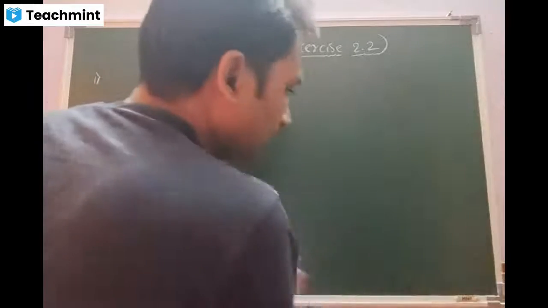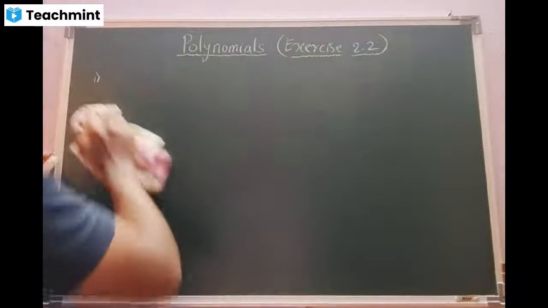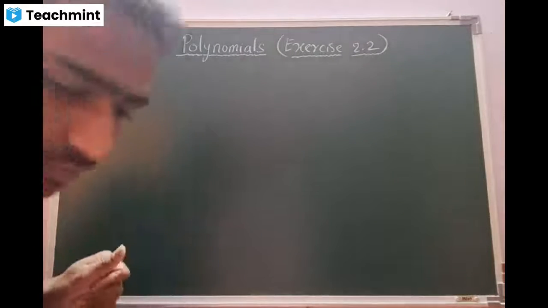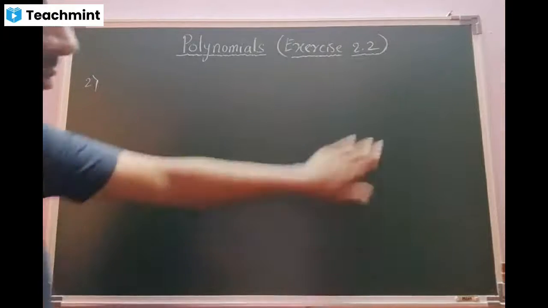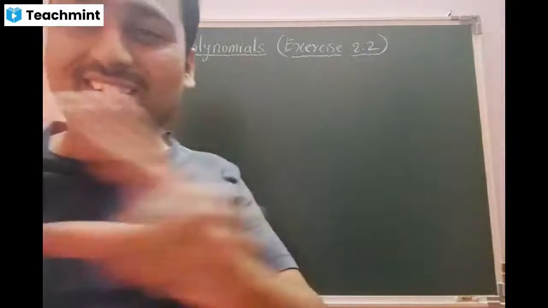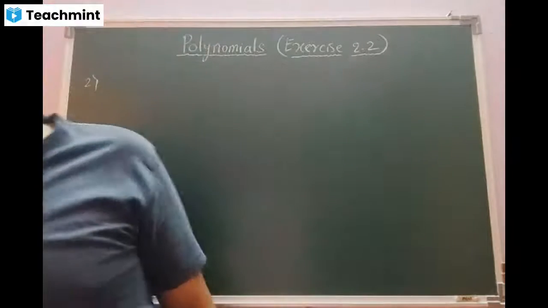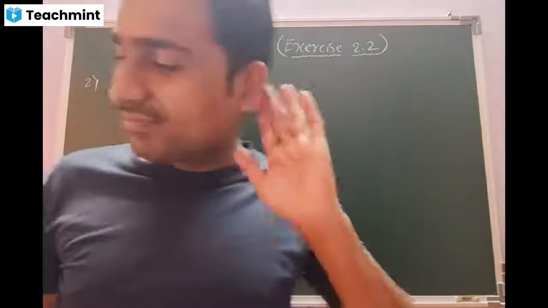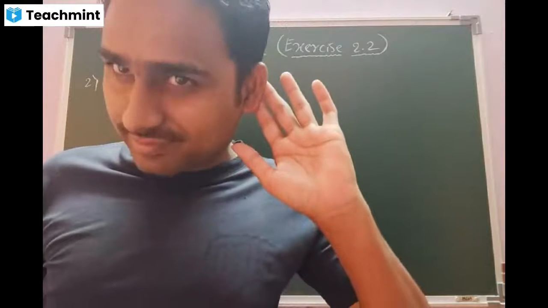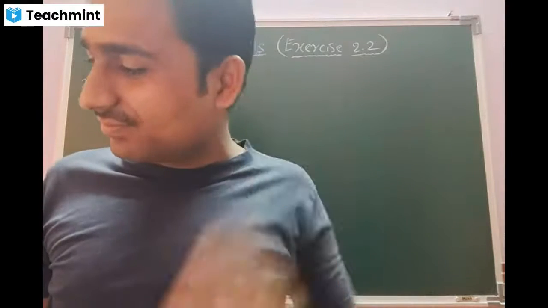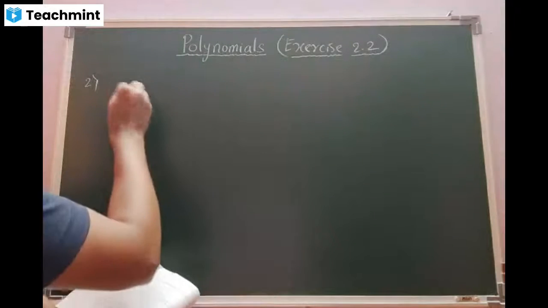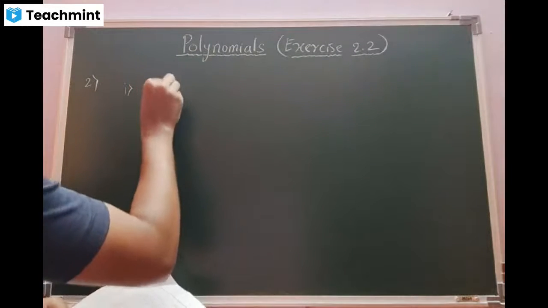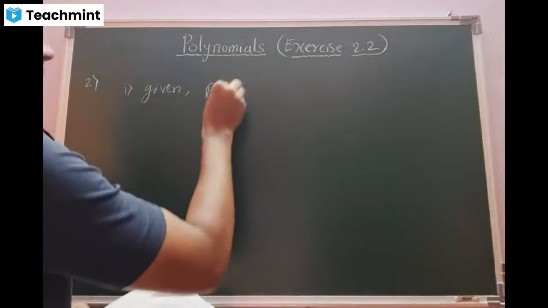Veda, read, beta, second main. Find P(0), P(1) and P(2) for each of the following polynomials. Read once again, Veda, second main. Find P(0), P(1) and P(2) for each of the following polynomials. Okay, beta, what is the first polynomial? P(y) is equal to y square minus y plus 1.